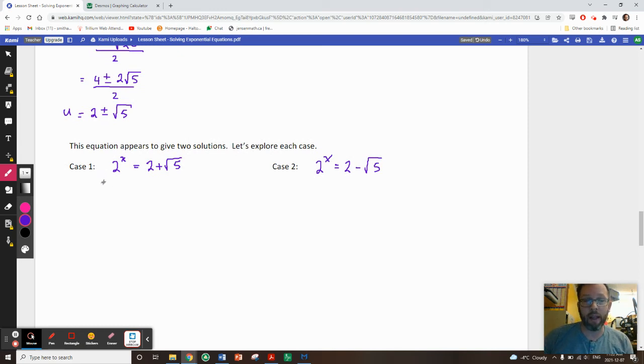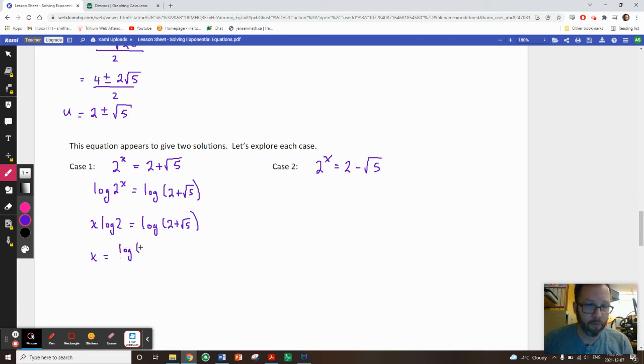So let's explore each of these cases. In case 1 here, we can solve this equation now, right? We have the tools. We take the log of each side. Log of 2 to the x equals the log of whatever 2 plus root 5 is. Use our power rule: x log 2 equals the log of 2 plus root 5. And we can solve for x. x equals the log of 2 plus root 5 divided by log 2. This is exact, which is great.